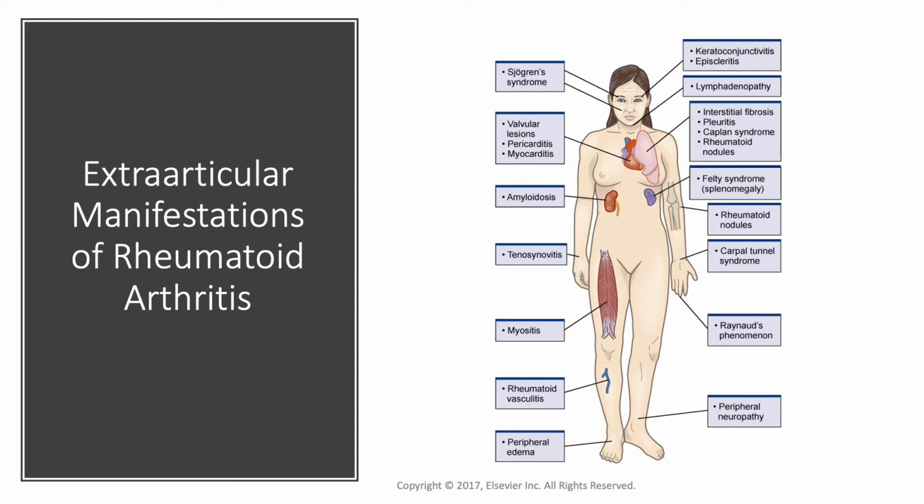You can get splenomegaly or Felty syndrome, an enlarged spleen. They can have Raynaud's phenomenon, circulation changes in the hands, rheumatoid vasculitis, edema, and peripheral neuropathy. So you can see this is really quite an extensive list of problems that can be caused by rheumatoid arthritis.